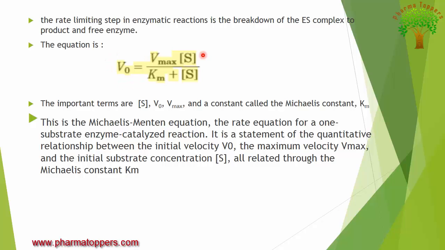If my substrate concentration is more, will my velocity increase? Yes, the initial velocity will increase. So it helps you to quantitate the relationship between the initial velocity and maximum velocity. What is the relation between V0 and Vmax? You come to know the initial substrate concentration. All these are related to the Km.